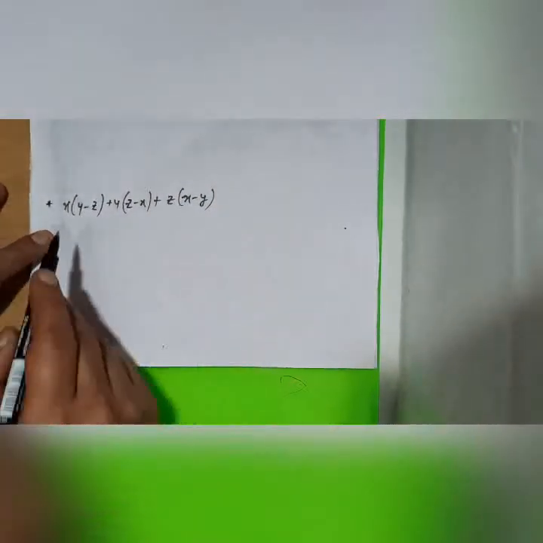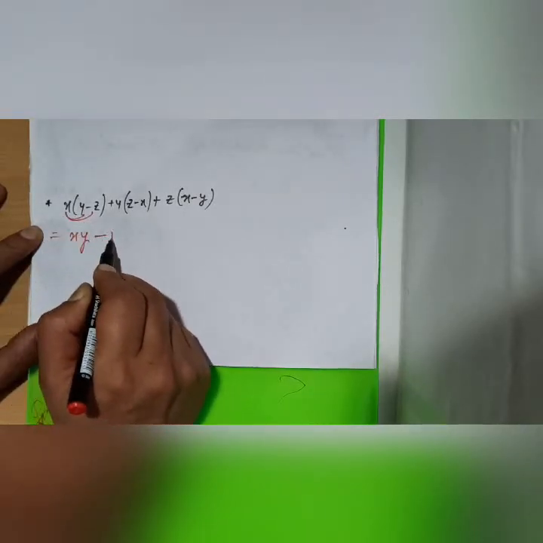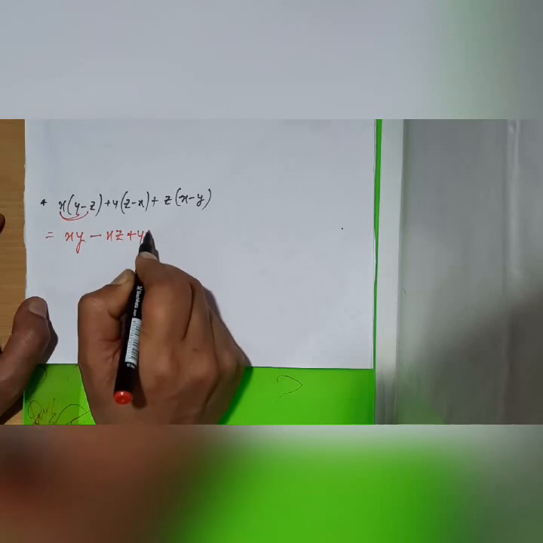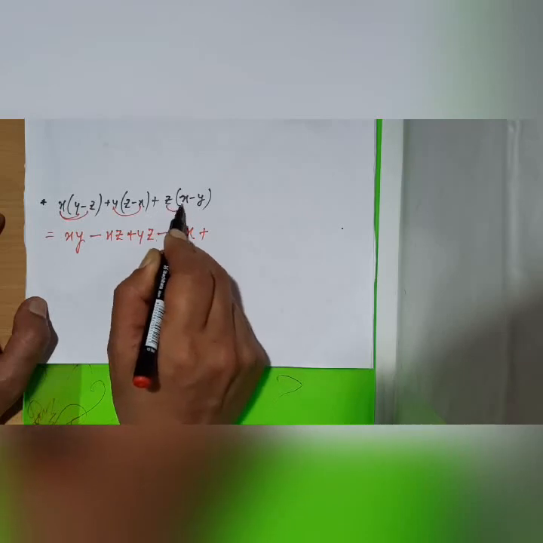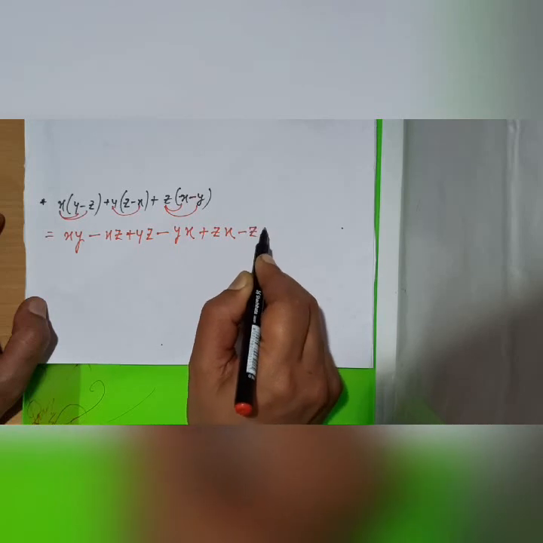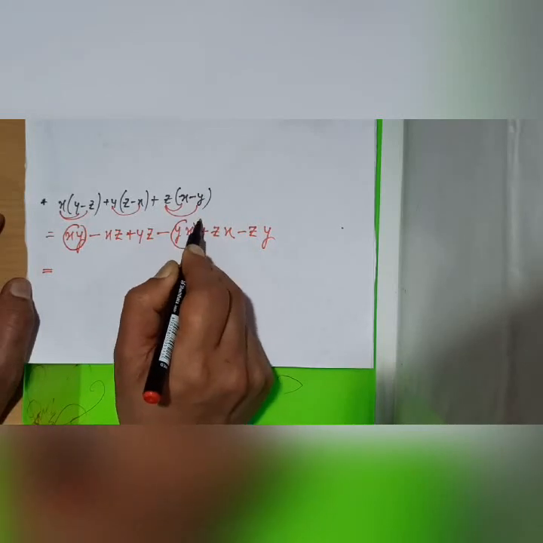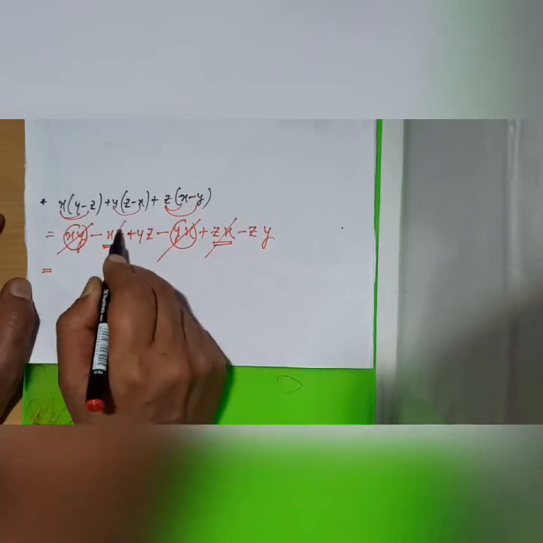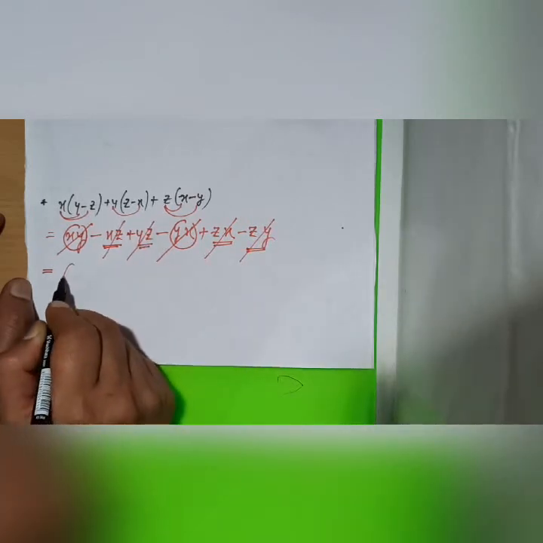Now let us see another one. Here what will be the answer? X into y will give you xy minus xz plus yz, minus this one again yx, plus again this one zx, minus again these two, then zy. Now this is positive xy, it is negative xy. We can cancel them. Negative xz, positive xz, cancel them. Positive yz, negative yz, cancel them. So ultimately you will get a 0.